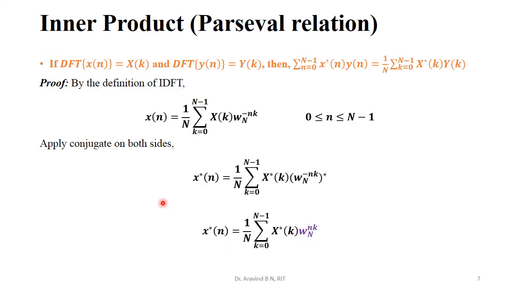Now getting into one more property, that is the inner product, also known as the Parseval relation. Let us go through the statement of it first. If DFT of x of n is equal to X of k and DFT of y of n is equal to Y of k, then summation n is equal to 0 to n minus 1 x conjugate of n into y of n will be equal to 1 divided by n summation k is equal to 0 to n minus 1 X conjugate of k into Y of k. Let us get into the proof of it.